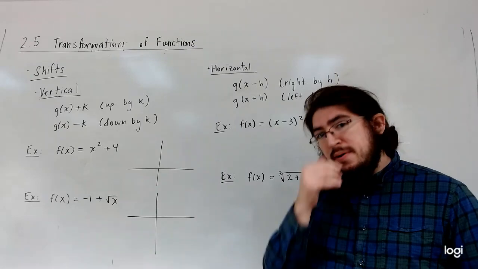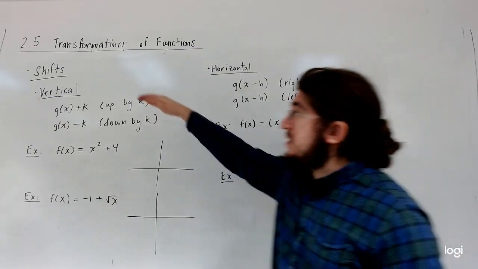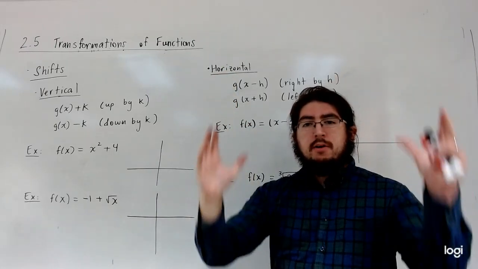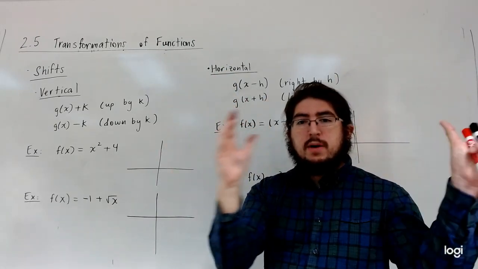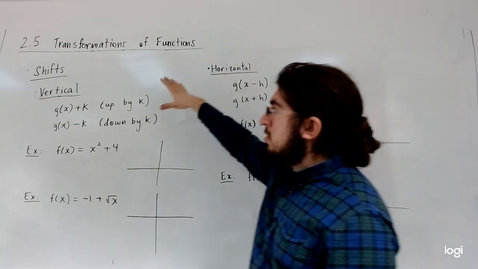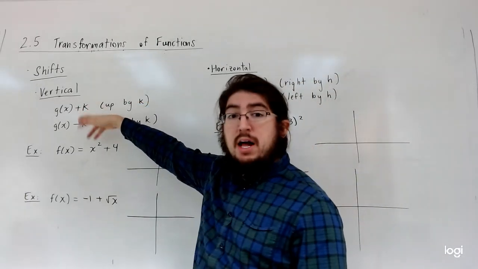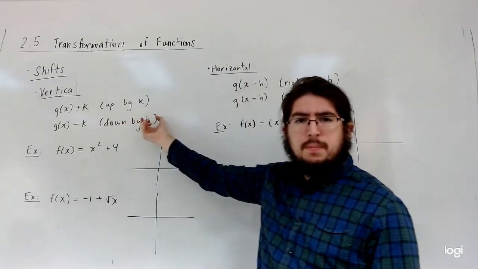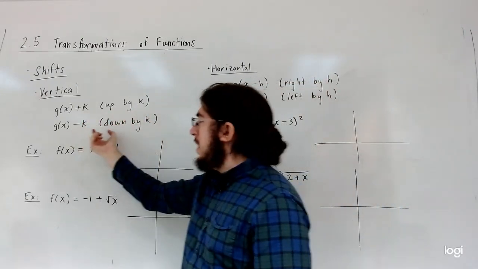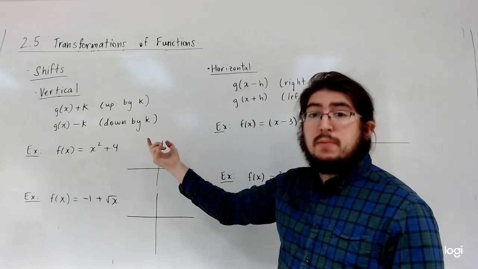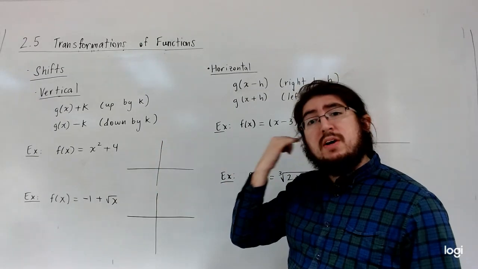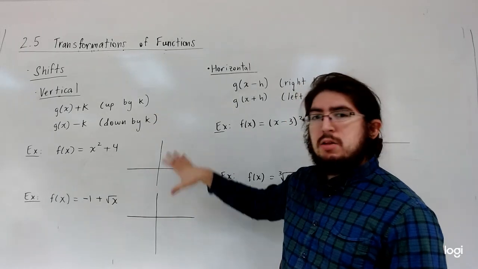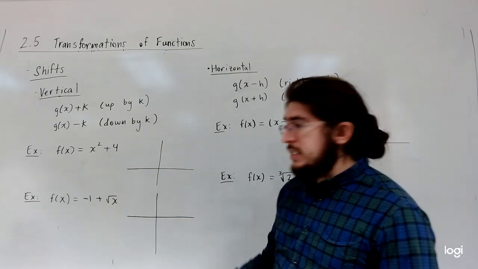The first type of transformation we'll look at are what are called shifts. There are two types of shifts: a vertical shift, up or down, or a horizontal shift from left to right. For vertical shifts, here's how they behave algebraically. g of x plus k will move g of x up by k units. g of x minus k will move the graph of g down by k units. So the whole function gets shifted either up or down by that amount. We'll take a look at that for these particular examples here.